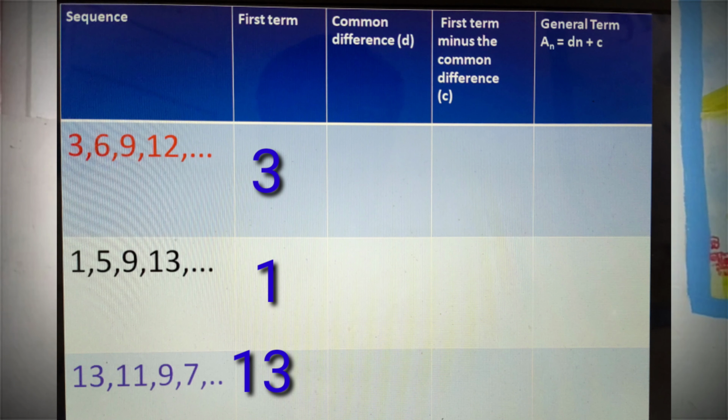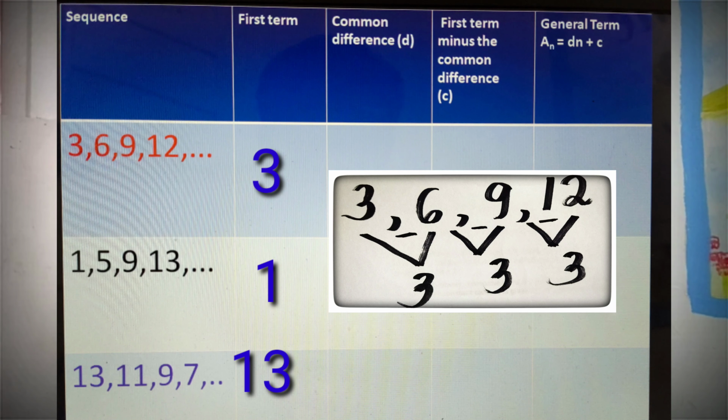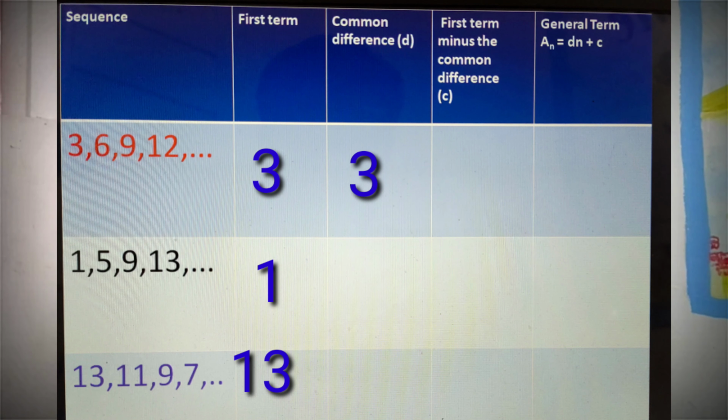Let's have the first sequence. 3, 6, 9, 12, and so on. Okay, kapag ang second term na 6 ay ima-minus sa first term na 3, the answer is 3. Kapag naman yung 9 minus 6 equals 3. Kapag yung 12 minus 9 equals 3. No? So, do they have common difference? Yes, and that number is 3.